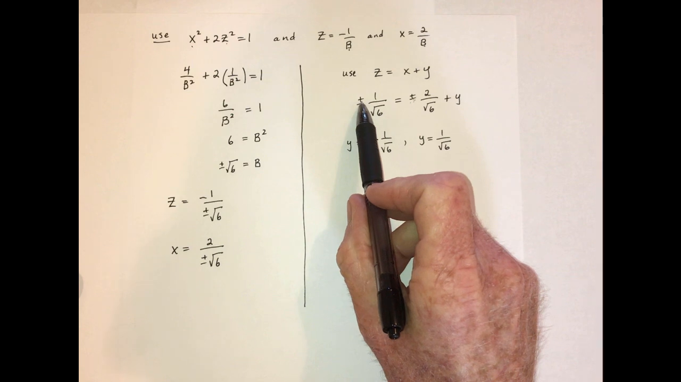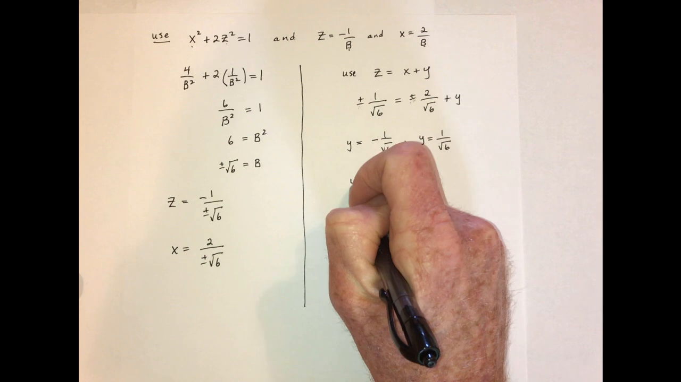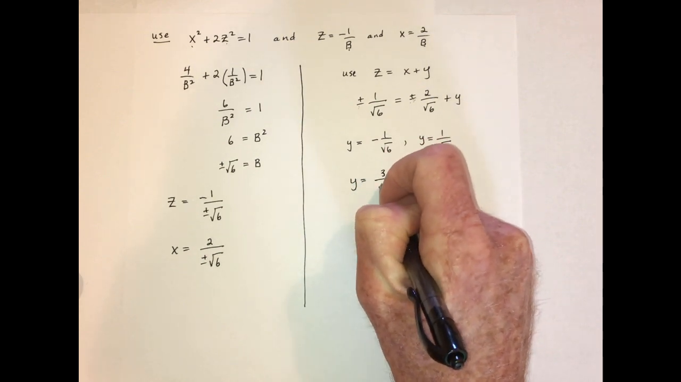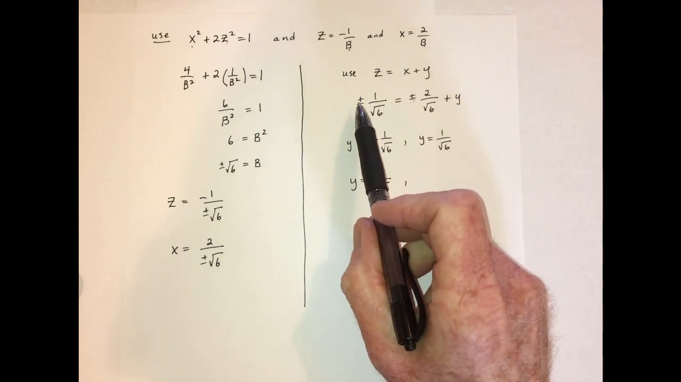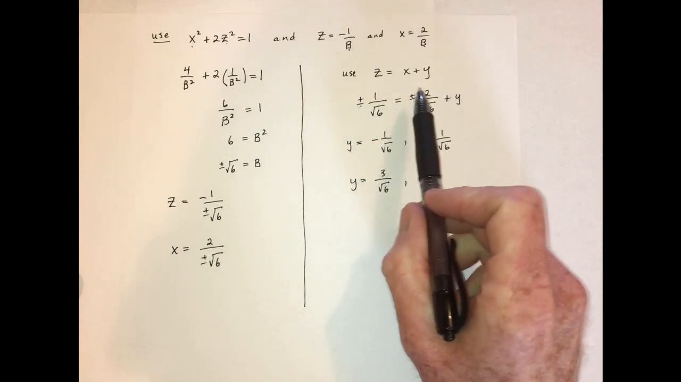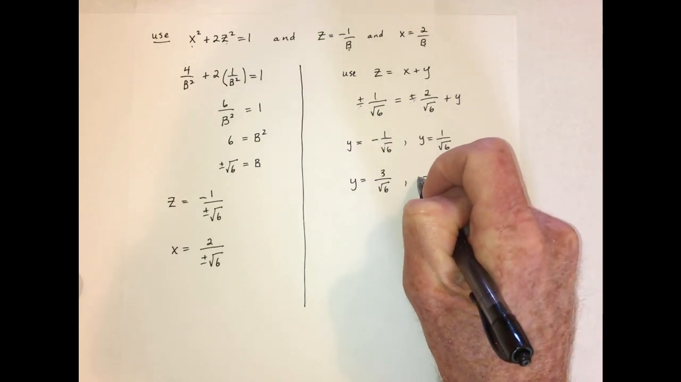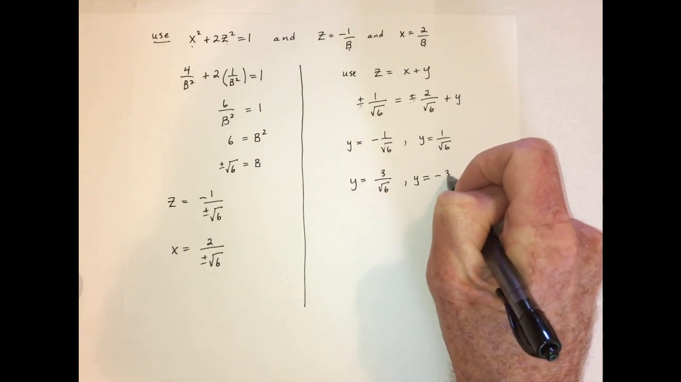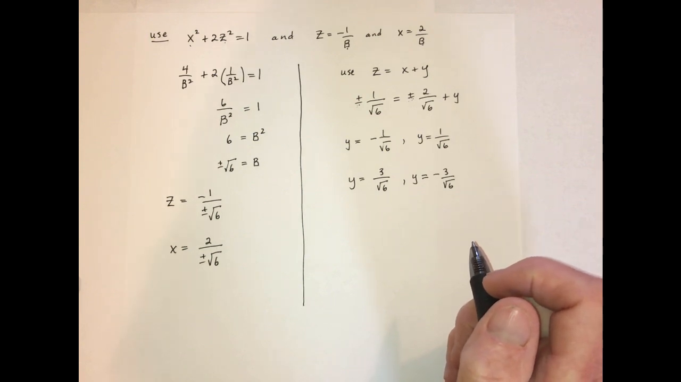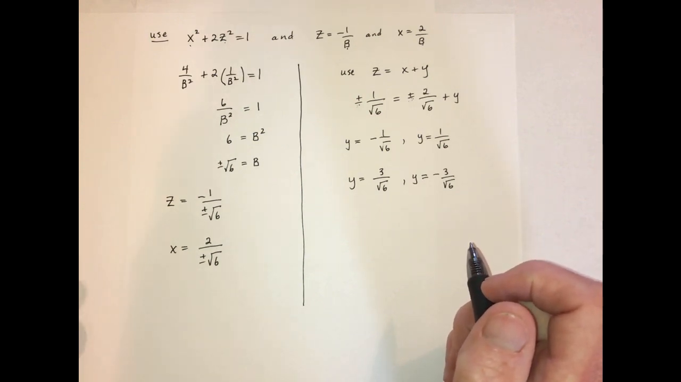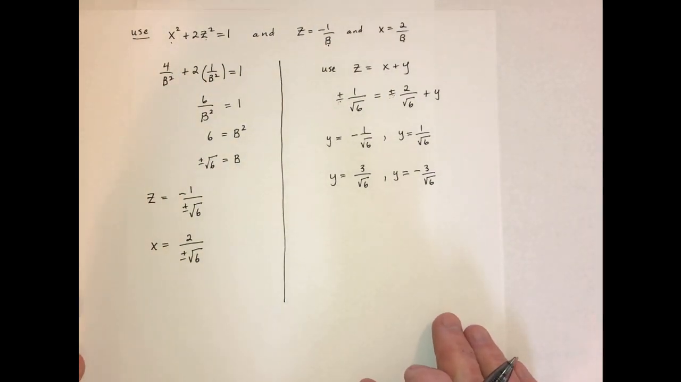And if this one was positive and this one was negative, I would have to add this one to both sides, so then I would get 3 over the square root of 6. And then if this one was negative and this one was positive, then I would need to subtract this and I would get negative 3 over the square root of 6. That's a lot more answers than I thought we were going to have.